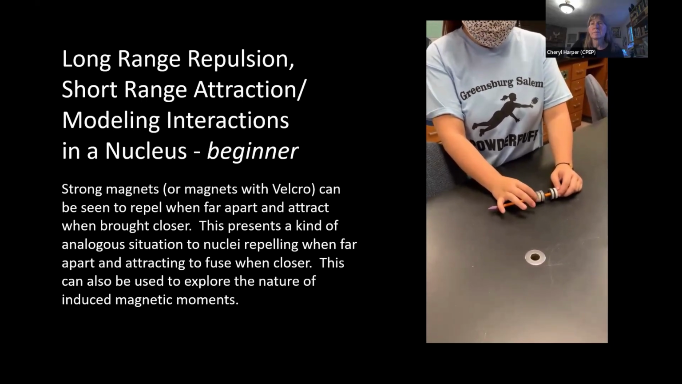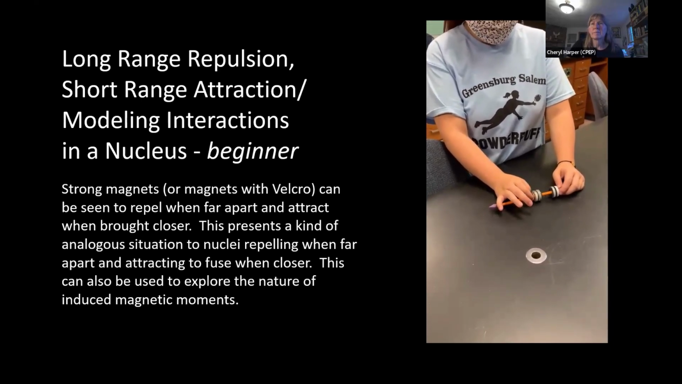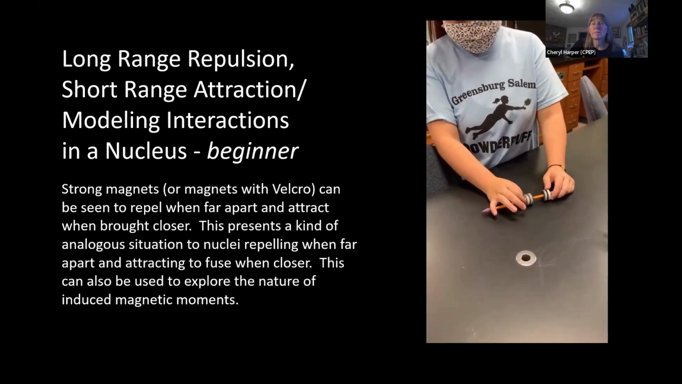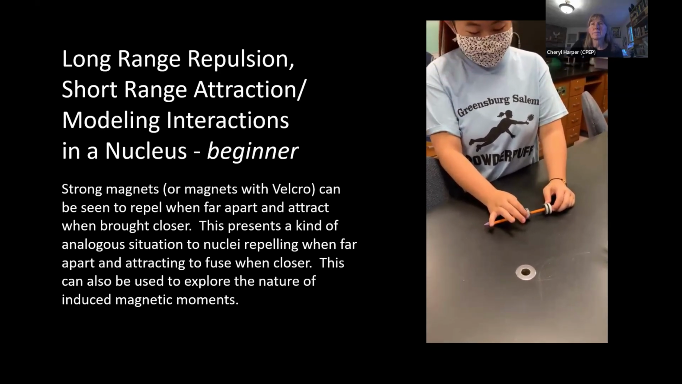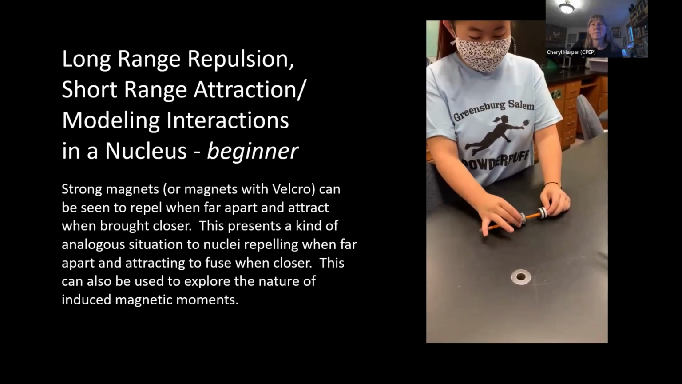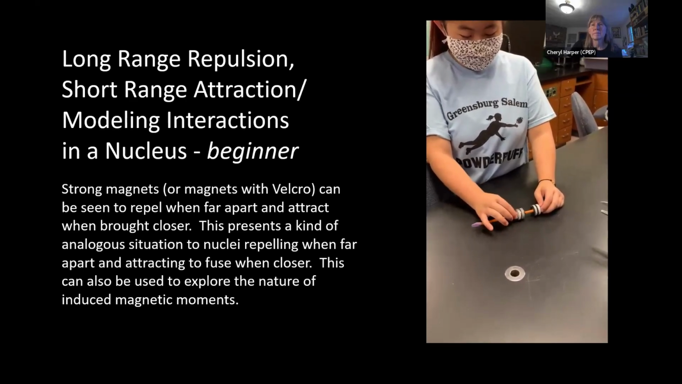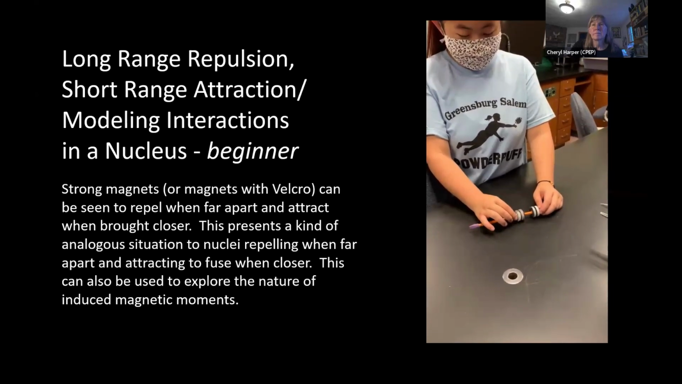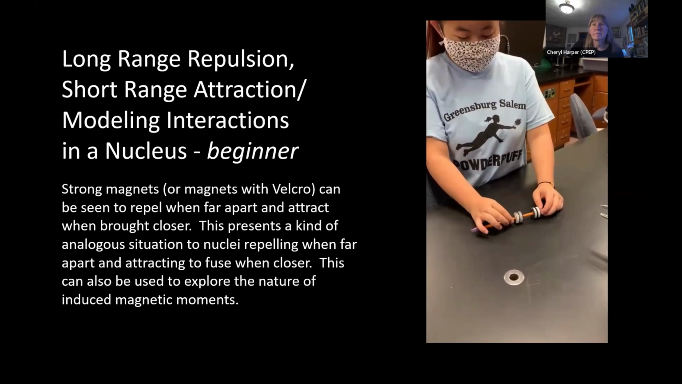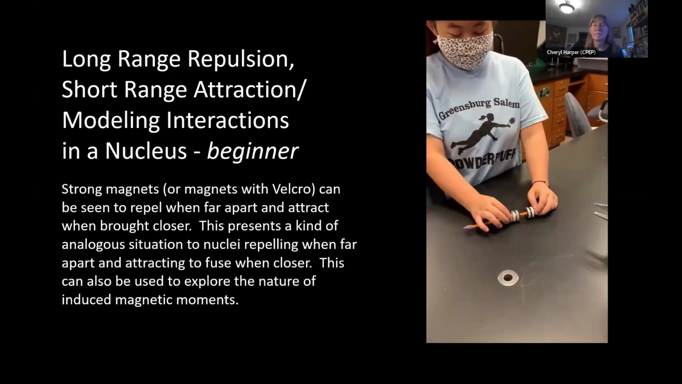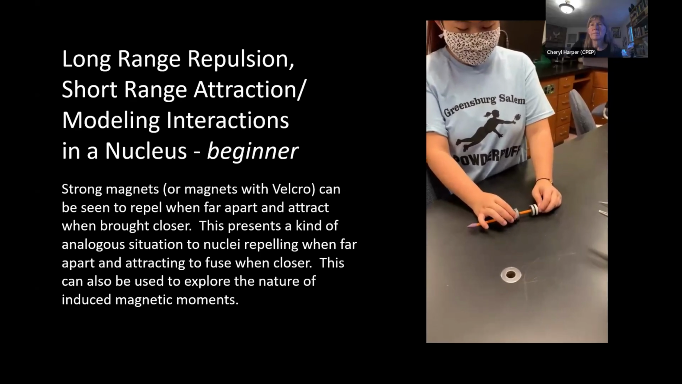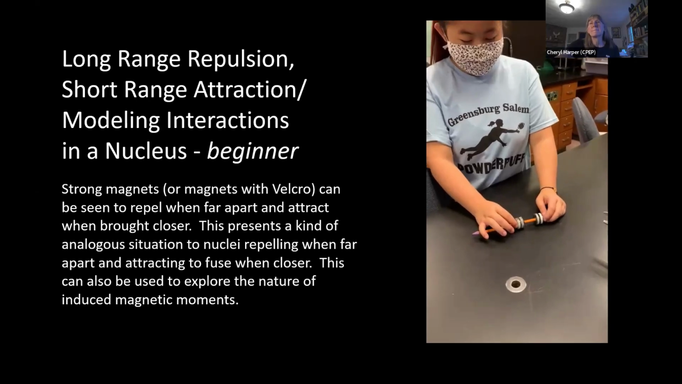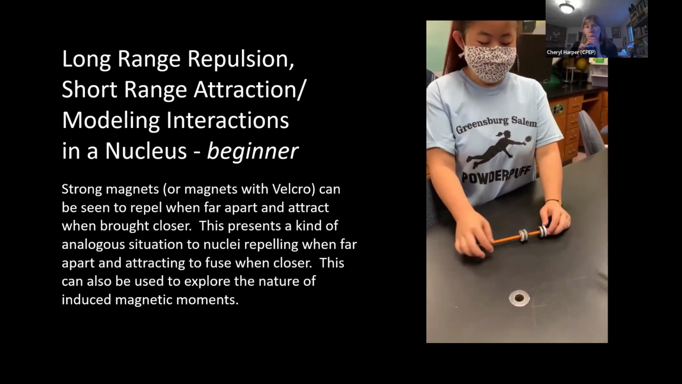This can also be used to explore the nature of induced magnetic moments. So Jenna is going to first try to push the two magnets closer together, and you can tell that when they get closer, they are pushing apart from each other. So the way that we will try to fuse them is to add energy to this situation. And to add energy, what could she do?